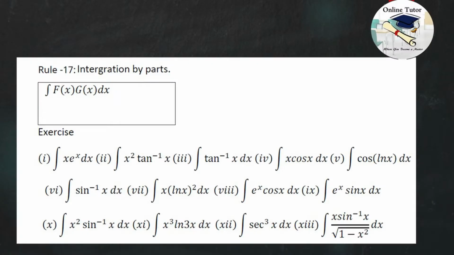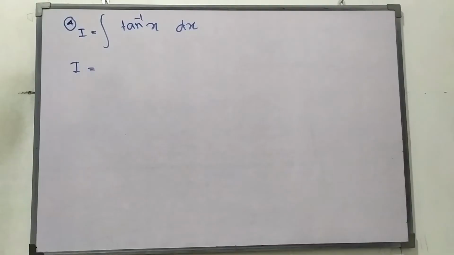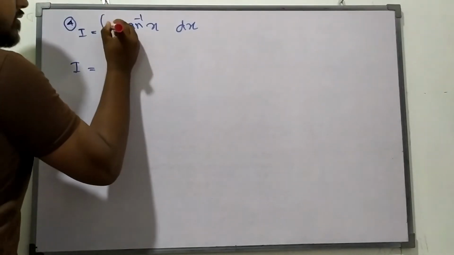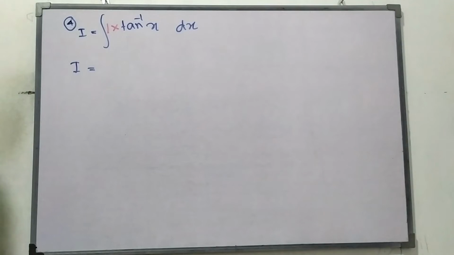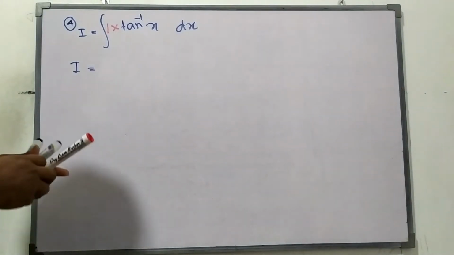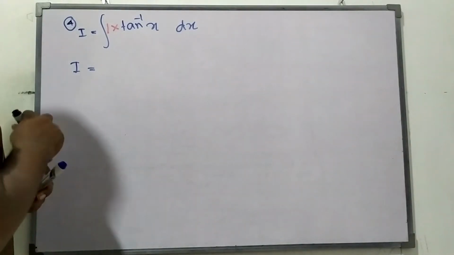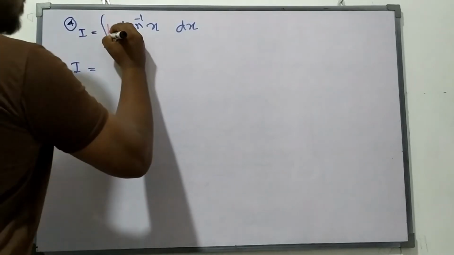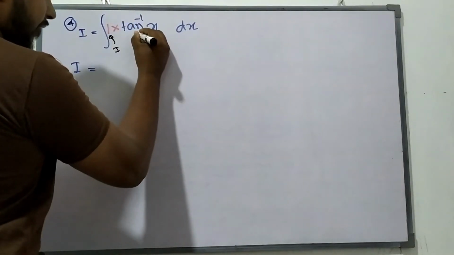Okay children, this is my next example. I equal integral of tan inverse x dx. So here you can see we don't have two functions, only one function, but we can write 1 into tan inverse x. So 1 should be the integration function, because 1 can be integrated, and tan inverse x can be differentiated, right? Integrate, differentiate.